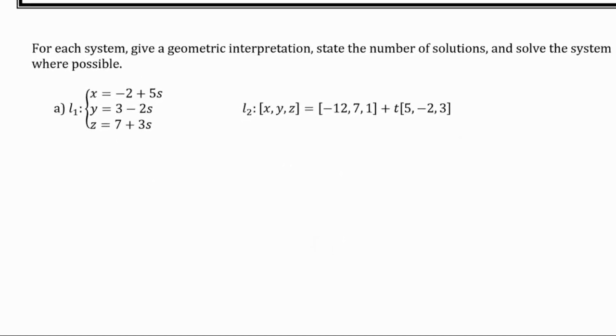For each system, this is the typical way the question will be asked, and it's 3 parts. Give a geometric interpretation, state the number of solutions, and solve the system where possible. Okay, so those are the 3 parts. The first thing I'm going to do, again, this might just be done by inspection. I might not actually write it out. That part will depend on what happens, or it'll depend on your habits. But you can certainly always write it out. It's minimal effort.